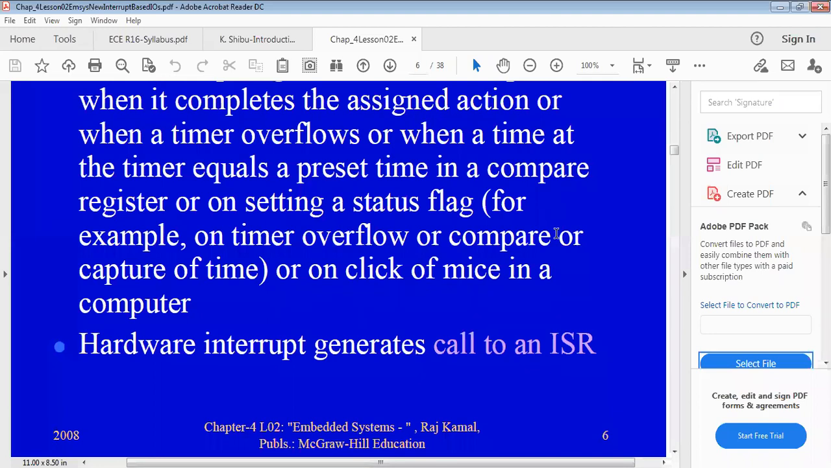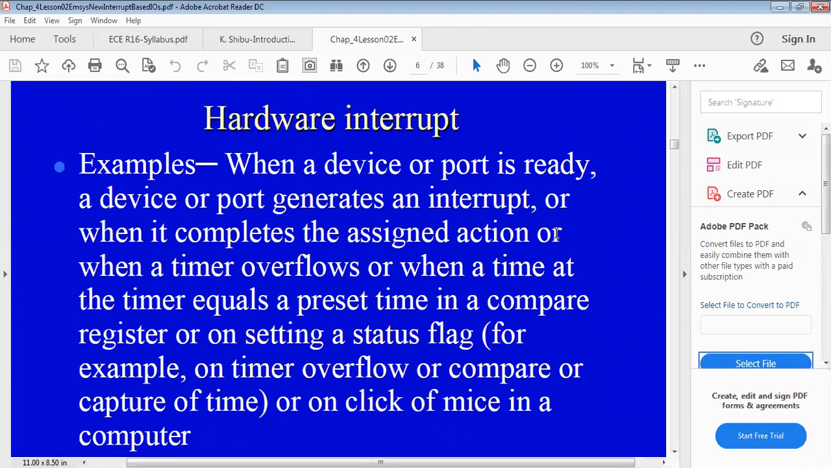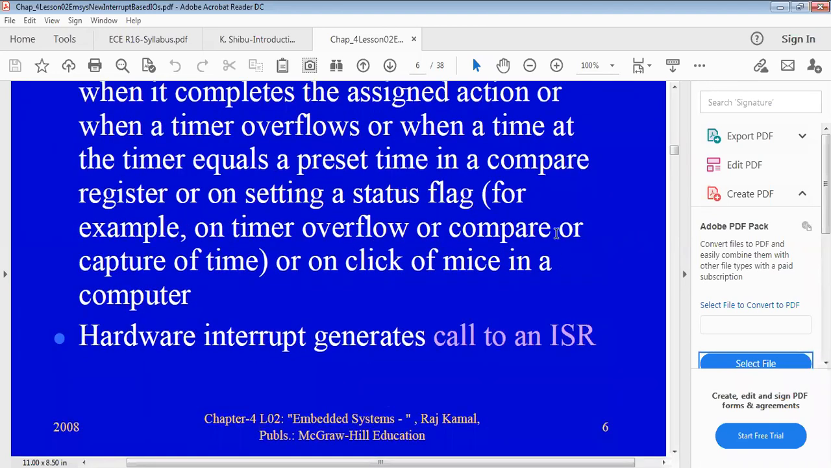And there is a possibility of occurrence of software interrupts, and these are commonly raised. Similarly, hardware interrupts are also there. Hardware interrupts generate a call to an ISR. When an interrupt occurs, it calls the ISR, the interrupt service routine, and what actions they have to perform.